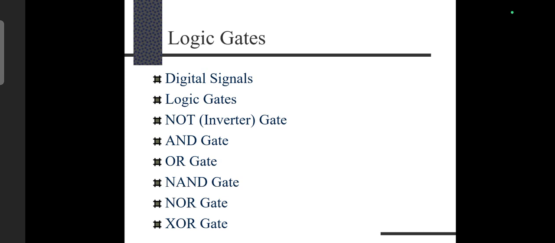So we'll be discussing the concept of digital signals with respect to the logic gates, and we'll be discussing each and every gate. That is NOT gate, which can also be called an inverter, AND gate, OR gate, NAND gate, NOR gate, XOR gate.